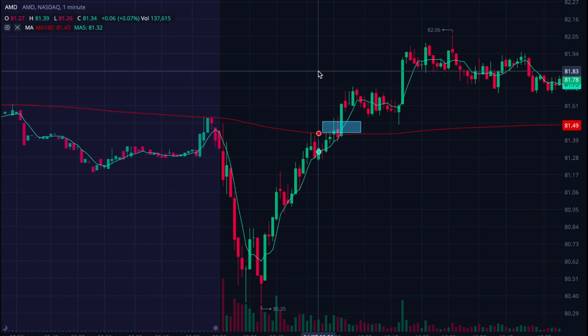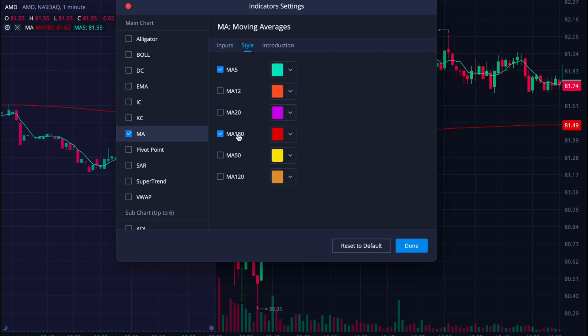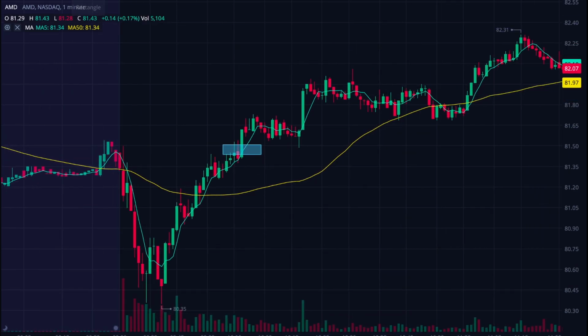And then what I would typically do is I would come up, hit this, and I would turn off my red. So it's not even there. Turn on my yellow. And then, I can't see the crossover here, but I know that I would have taken a position here. And then I would wait for the crossover to happen. And it does right here. And so I would have then taken my profit there. So I would have had a trade from about 81.47 to about 81.77. So that's how I'd play it on the 1 minute.